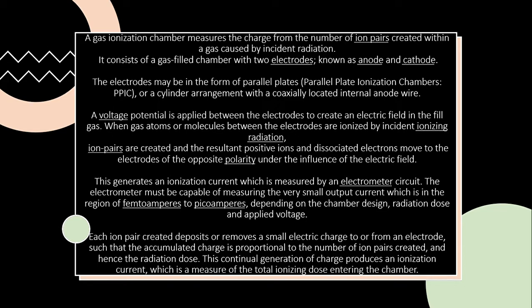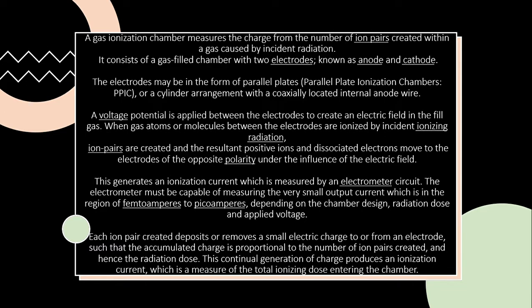A gas ionization chamber measures the charge from the number of ion pairs created within a gas caused by incident radiation. It consists of a gas-filled chamber with two electrodes known as anode and cathode. The electrodes might be in the form of parallel plates, parallel plate ionization chambers, or a cylinder arrangement with a coaxially located internal anode wire. A voltage potential is applied between the electrodes to create an electric field in the filled gas.